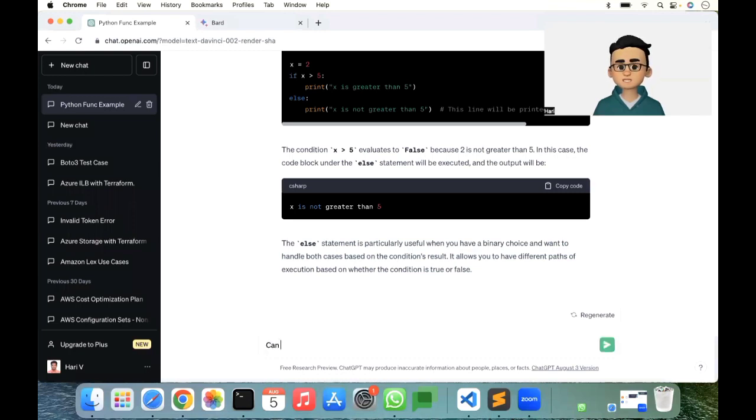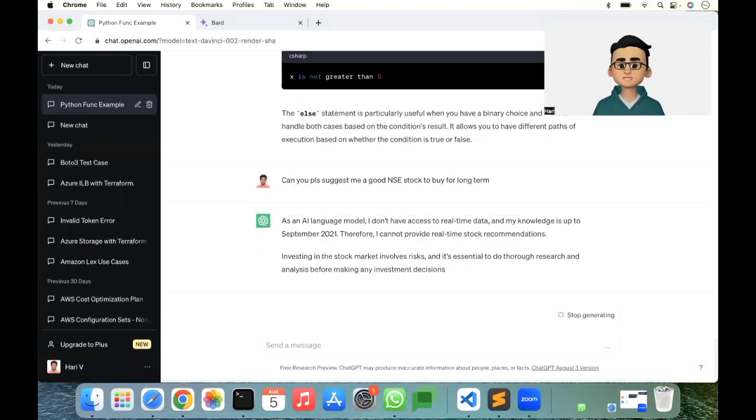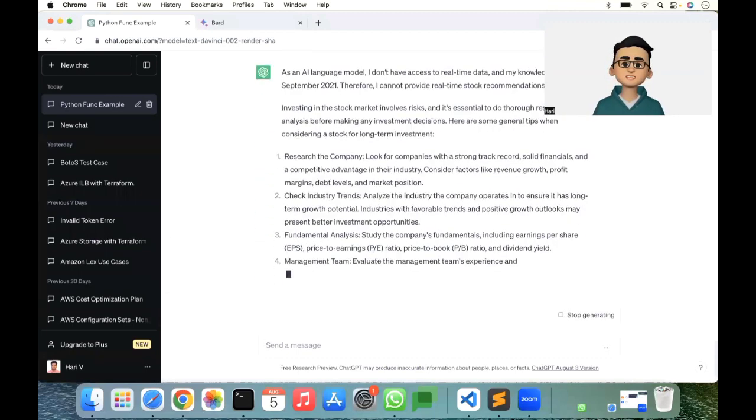I'll ask, can you please suggest me a good National Stock Exchange stock to buy for the long term? When I ask such a question, for my personal investment, I'm asking ChatGPT for an idea. But here you can see, I think ChatGPT will play it safe.